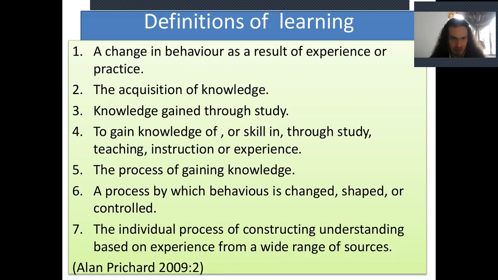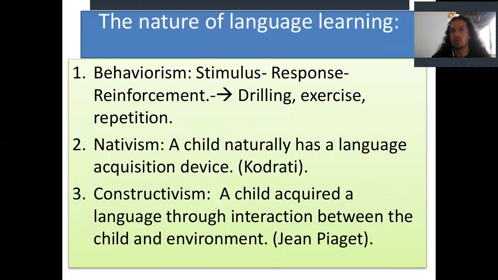Okay. The sixth part says a process by which behavior is changed, shaped, or controlled. Yeah, that's part of learning. And number 7 says the individual process of constructing understanding based on experiences from a wide range of sources. So there you can say that we're going to use empirical issues with scientific or theoretical issues for us to get the knowledge or the learning process.